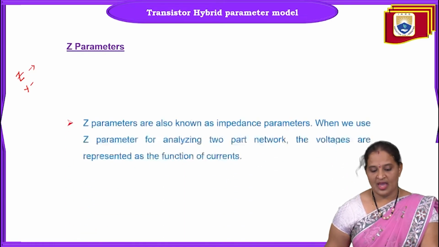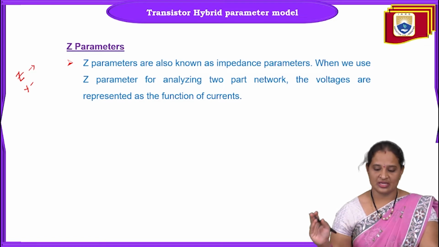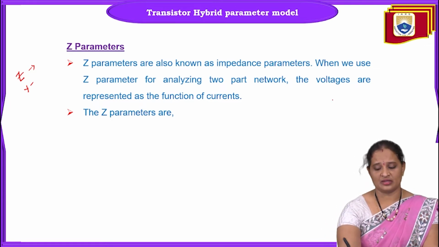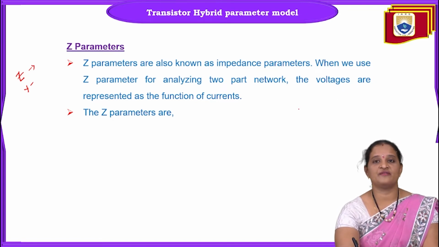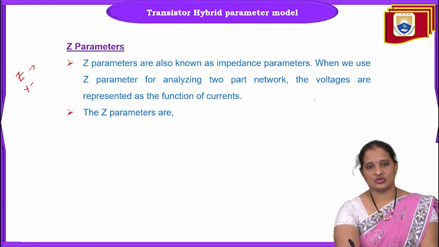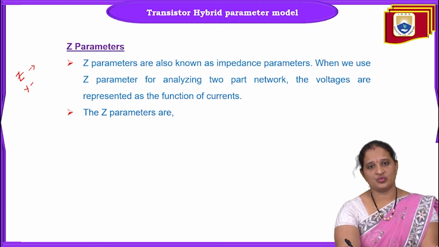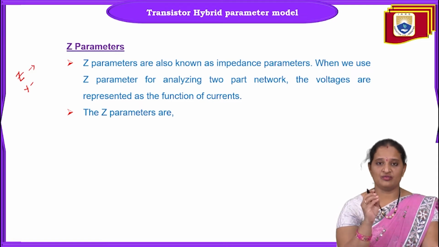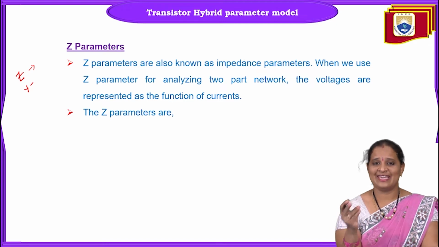Here we have various types of parameters, as I said: Z parameters, Y parameters, H parameters, and so on. Here, the Z parameters are mainly calculated. Whenever we are calculating the Z parameters, we always have to remember that the voltages are represented as a function of currents. Among the four parameters, input voltage, input current, output voltage, and output current, any two are expressed as a function of the other two. That means any two of the parameters are considered dependent and the remaining two are considered independent.